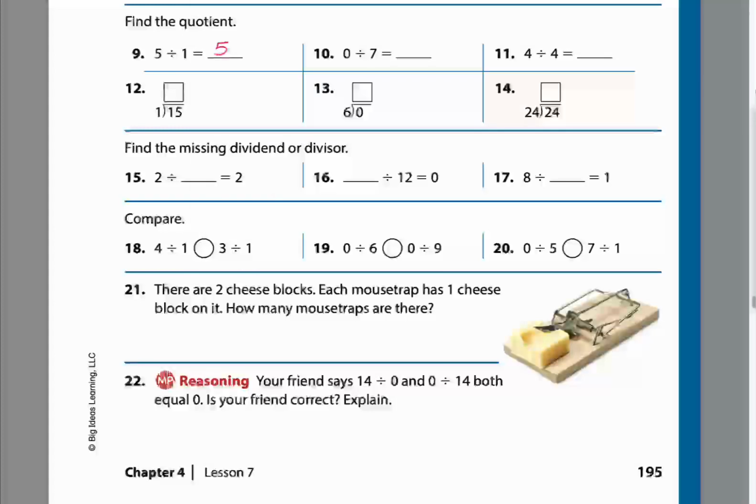Khalid? Yes, teacher. 0 divided by 7 equals 0. Excellent. Anything divided by 1 or 0 equals the same number. Thank you, but Khalid, 0 is not the same. Just 0. 0 divided by any number equals 0. Thank you.